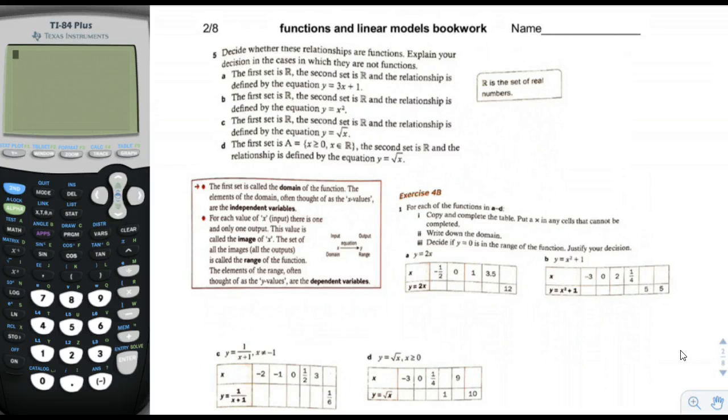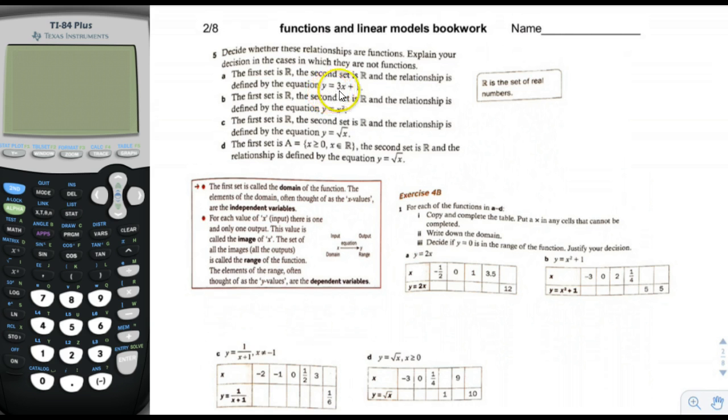Page 2 of functions. Decide whether these relationships are functions. Explain your decision in the cases in which they are not functions. Remember that capital R is the set of real numbers. Okay. The first set is the set of real numbers, and the second set is the set of real numbers, and the relationship is defined by the equation y equals 3x plus 1.